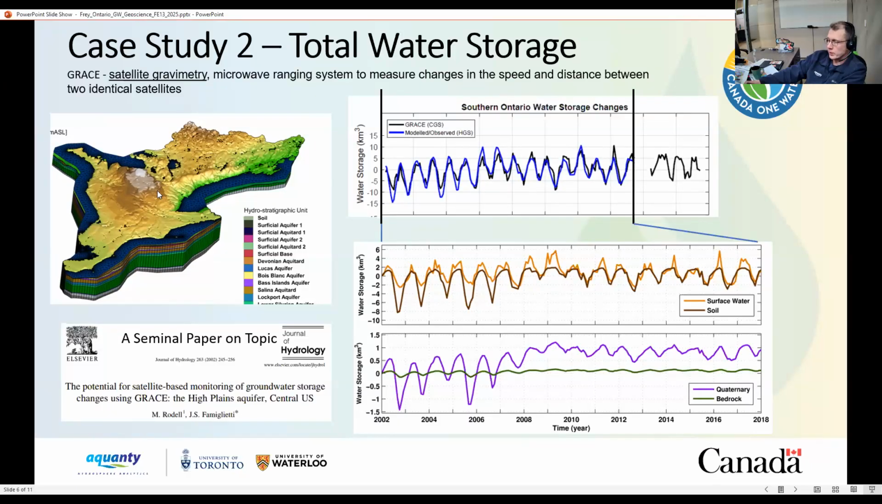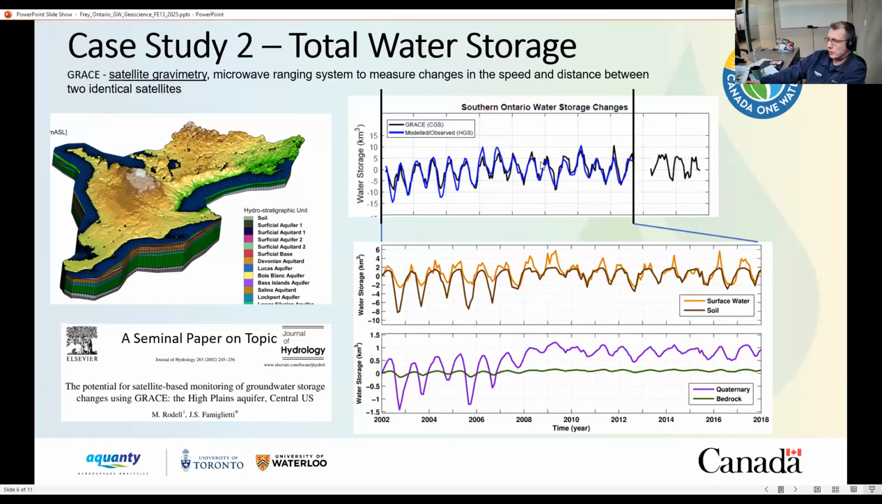So again, with the fully integrated groundwater surface water model, we've got all the primary terrestrial components of the water storage. So we've got snowpack, we've got surface water, we've got soil water, we've got water in the superficial hydrostratigraphic layers, and then we've got water in the deeper bedrock layers. So whereas GRACE gives us a single signal for water storage variability, we can use HydroGeoSphere to decompose that signal into the various components associated with the different water storage compartments.